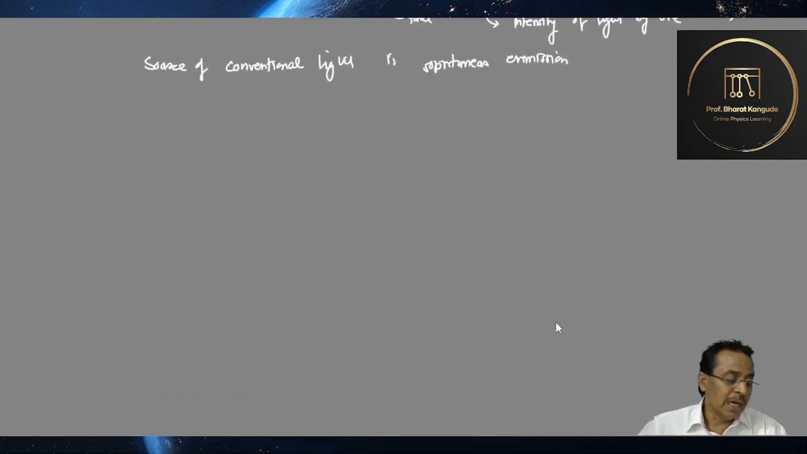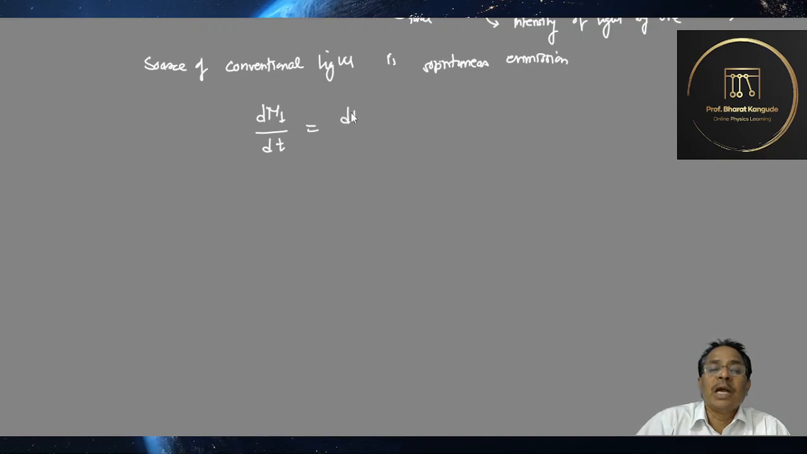And if only two processes are there, namely induced absorption and spontaneous emission, then under the equilibrium condition we must have the rate of atoms going from state 1 to state 2, which is absorption, equal to the number of atoms going from state 2 to state 1, which is emission. So absorption and emission must be equal.